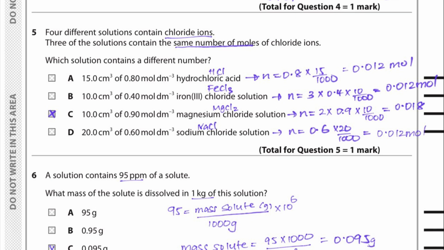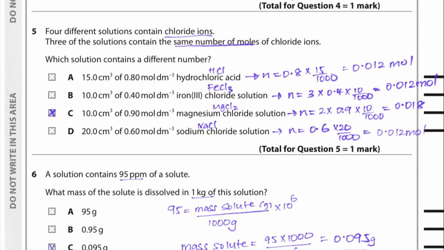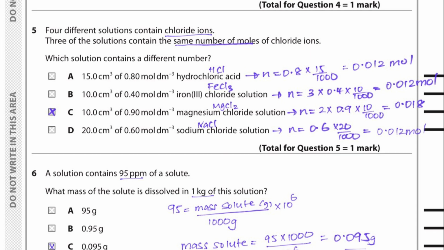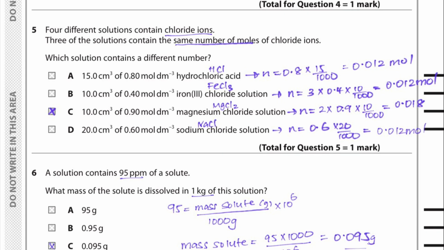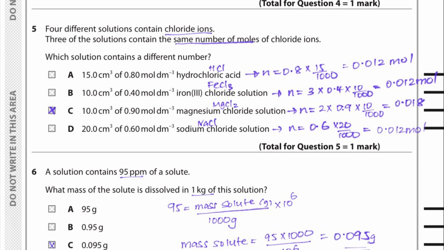For C, there are 2 chloride ions, so 2 times 0.90 times 10 divided by 1000 equals 0.018 moles. For D, there is 1 chloride ion, so 0.60 times 20 divided by 1000 gives 0.012 moles. So A, B, and D all have the same number of chloride ions, 0.012 moles, but C is different with 0.018 moles. Final answer, option C.